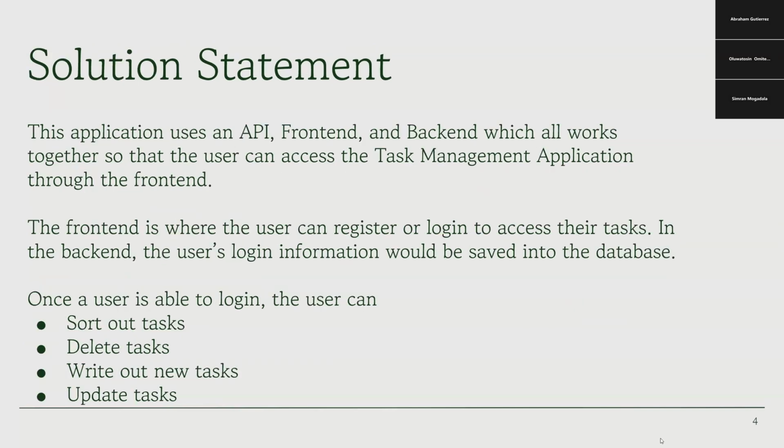The solution statement is that our application will use an API, front end, and back end, and all of these will work together so that the user can access this application. The front end is where the user can register or log in to access their tasks, and the back end will hold all of the user's information and JWT. And once a user is able to log in, they can sort out the task, delete a task, write out a new task, or just update an existing task.